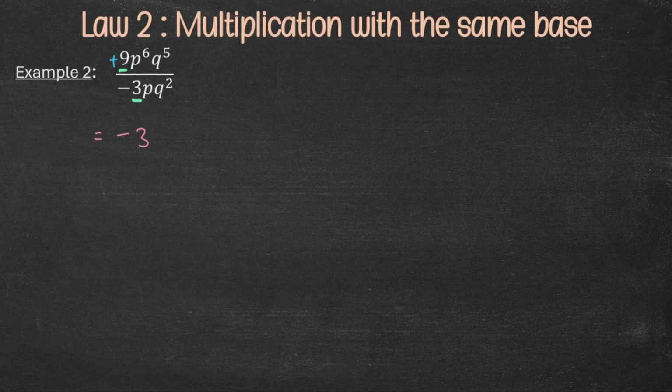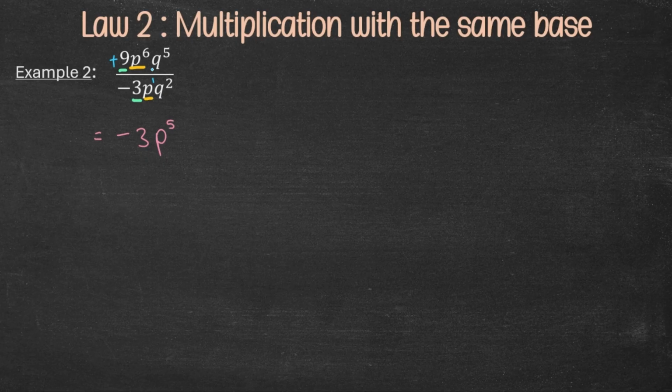Now it's time to have a look at all the variables. The first variable that I see is this p, and here is another p. The bases are the same. I am dividing, so what can I do? Yes, Law 2 says I can subtract my exponents. Again, be very careful. The exponent for this p is 1. So I'm going to keep my base, which is p. 6 minus 1 is 5.